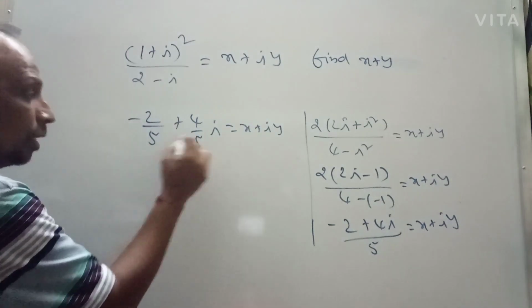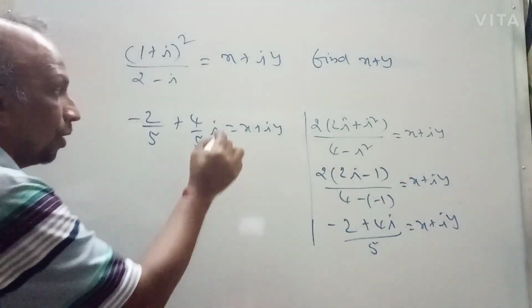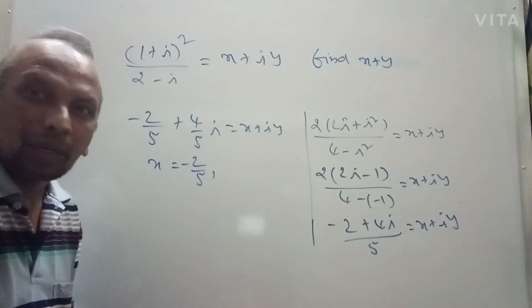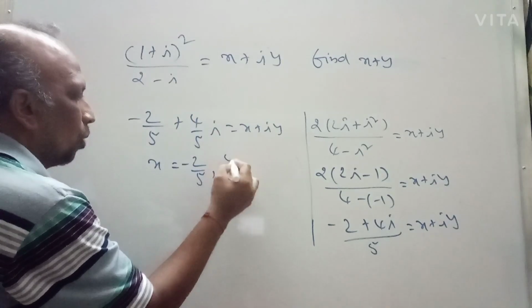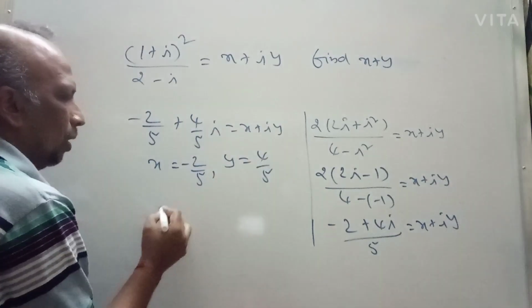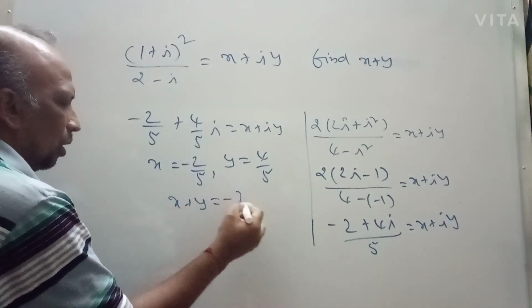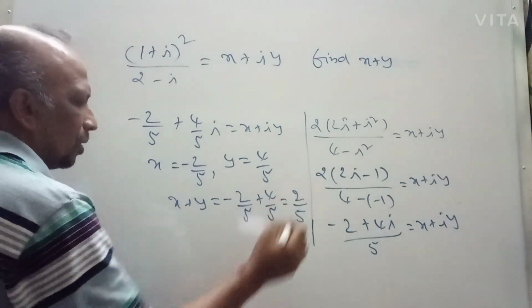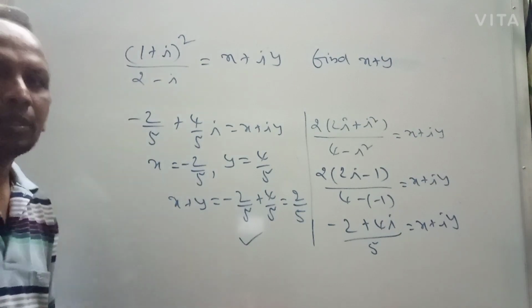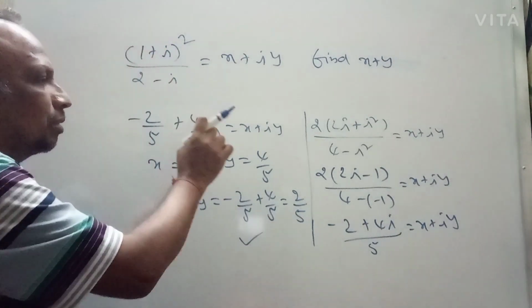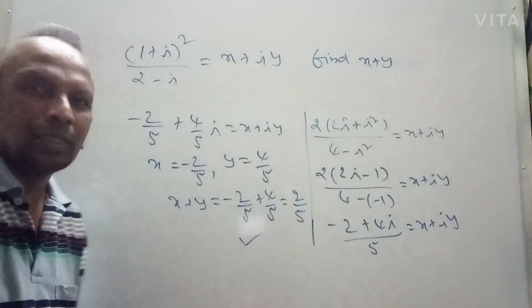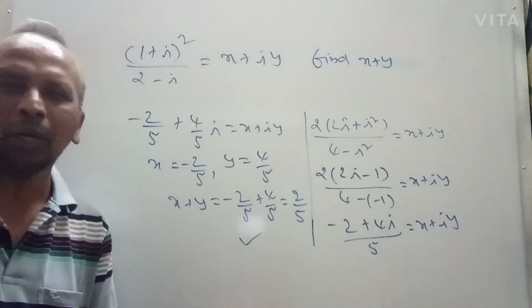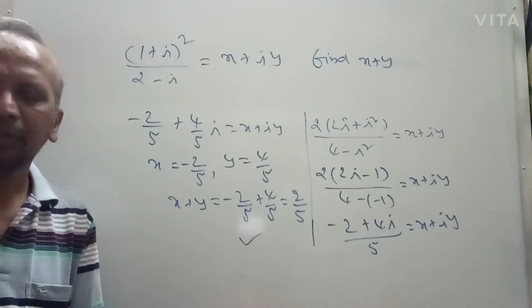So you are comparing real part and imaginary part. If we compare real part, x is equal to minus 2 by 5. Comparing imaginary part, y is equal to 4 by 5. If we take x plus y, minus 2 by 5 plus 4 by 5 is 2 by 5, the required answer. Just simplify, rationalize it, then compare both the sides, find x value and y value, add those two values, it gives 2 by 5.